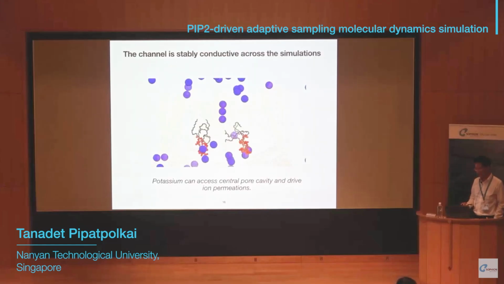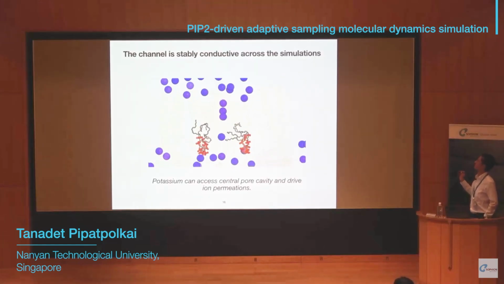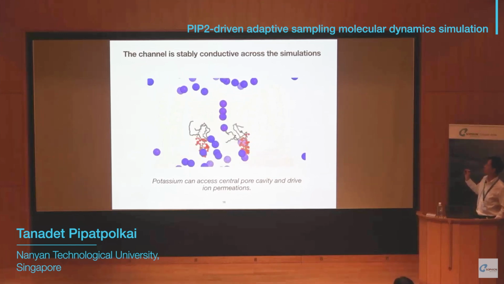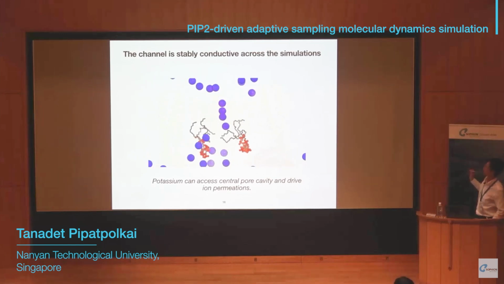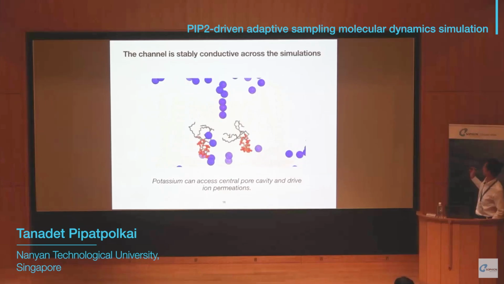Now, what is also very neat is that instead of just having a structure like that, we can see that by taking the snapshot from the open state of the KCa3.1, not just that it doesn't collapse, it also allows the potassium to permeate across the channel and knock the other potassium in the selectivity filter, suggesting that that specific conformation is really the open state.